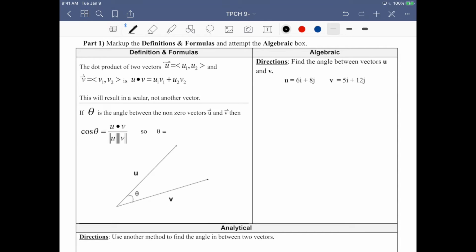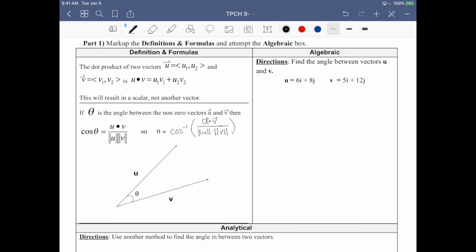If theta is the angle between two non-zero vectors u and v, then the cosine of theta is equal to u dot v divided by the magnitude of u times the magnitude of v. So if we solve for theta, then that means I need the inverse cosine of u dot v divided by the magnitude of u times the magnitude of v.